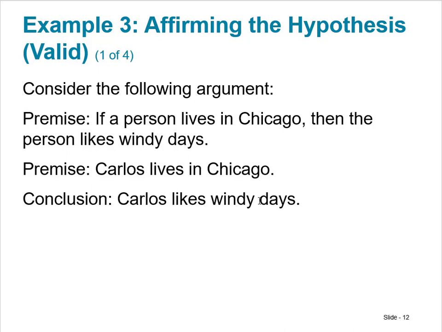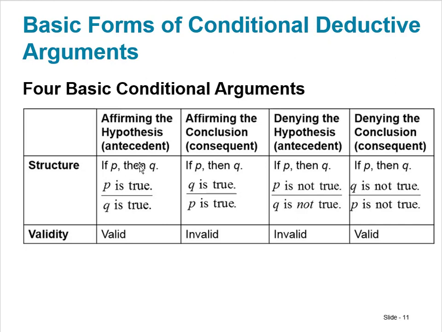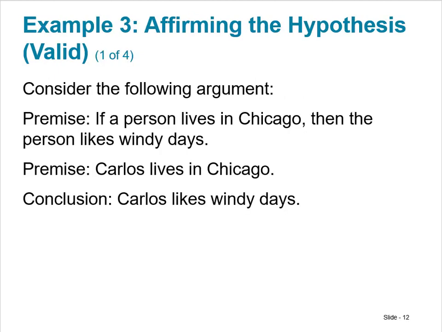Now, according to the structure, we have if P then Q, P is true, then Q. That's a valid argument. Now, is it true? Do we know that Carlos likes windy days? Heck no, right? So again, remember, these things are not valid or invalid because they're true statements. They're valid or invalid based on their formatting, right? How they're put together. So this is a valid argument, even though it leads to a possibly false statement, because we honestly have no idea if Carlos likes windy days or not.